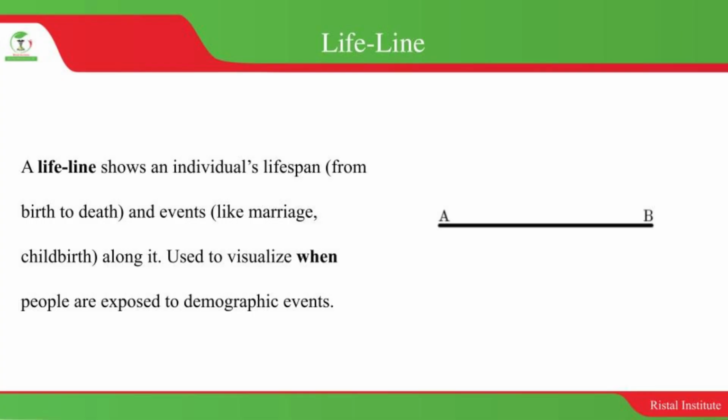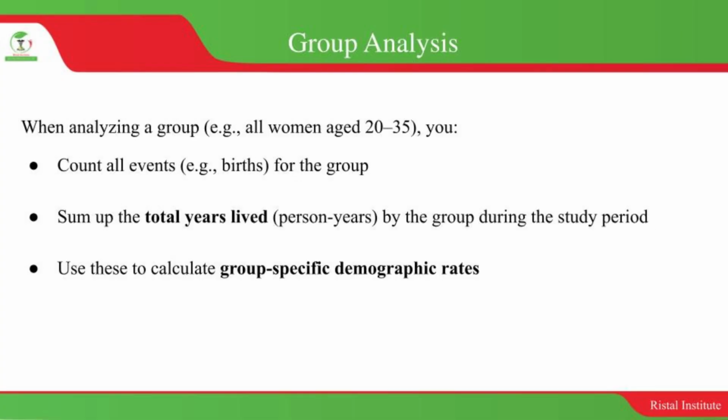Let's say we want to calculate the fertility rate for women aged 20-35 over a 5 year period. Here's what we do: count all births from women in that age group. Calculate how many person years those women contributed during the 5 years. Divide births by person years to get the rate. Fertility rate equals number of births over person years of exposure. Simple, right? This allows us to compare different groups, time periods, or countries, even if their population sizes are different.